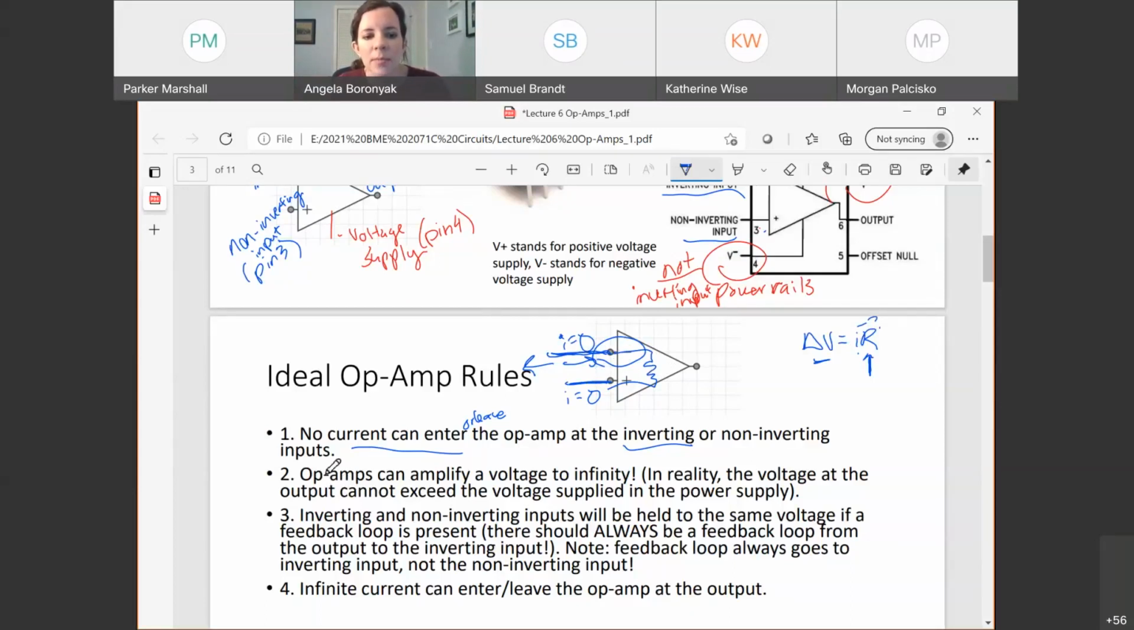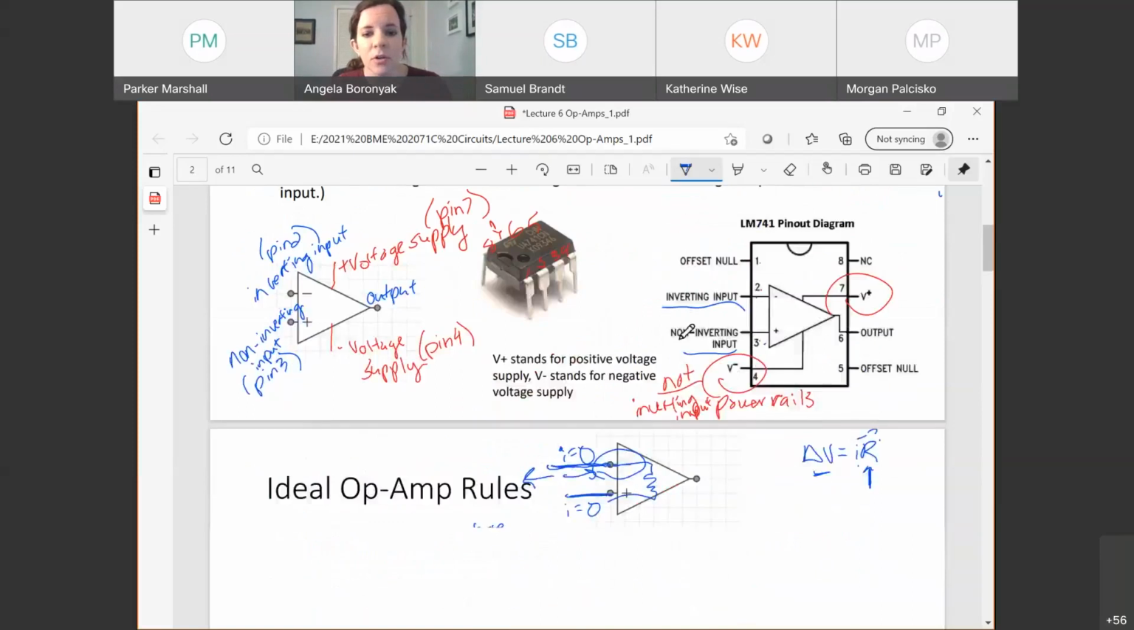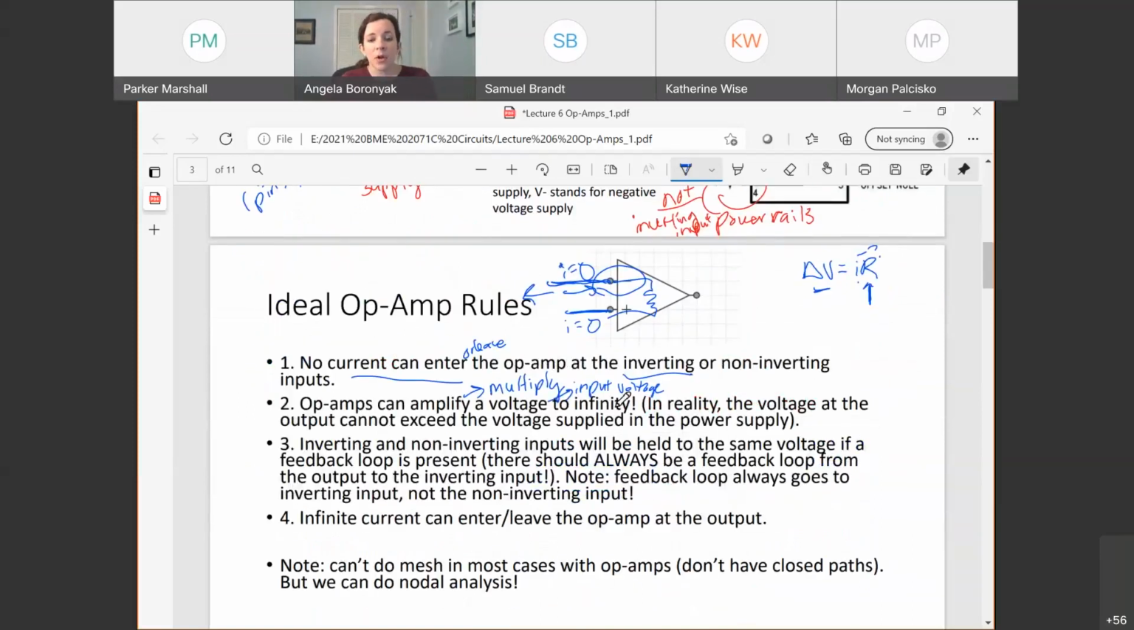Rule number 2, op amps can amplify a voltage to infinity. So what does amplify mean? It just means multiply. And what voltage am I multiplying? I'm talking about my input voltages, or the difference between them. So I have an inverting input and a non-inverting input, as we'll see. So we said they're magical, they can do math. Part of that math is they can multiply, make a voltage larger. In theory, they can make it larger up to infinity.